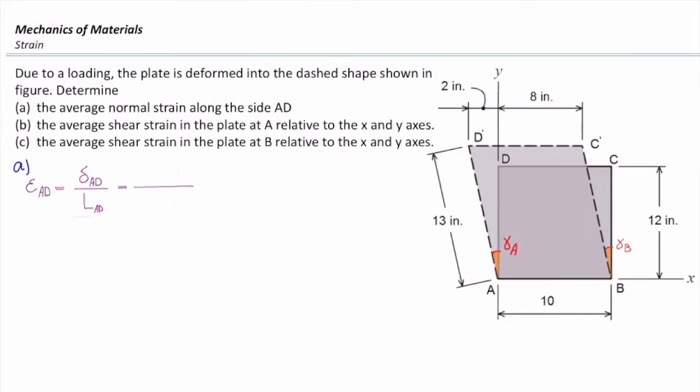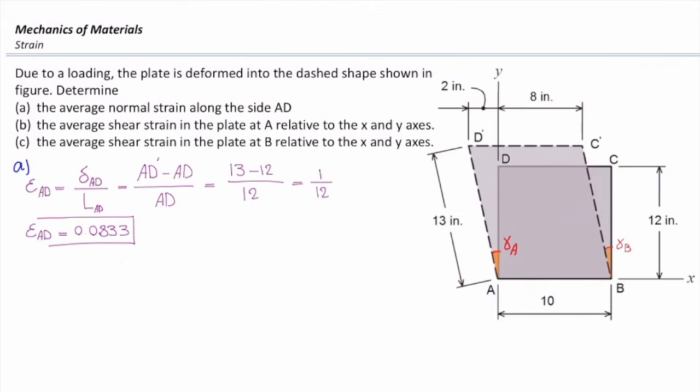So I can define the change in the length as AD prime minus AD. And how much is the initial length? That's AD. So I can define the normal strain as AD prime minus AD divided by AD in this case. The new length of the element after deformation along the side AD is 13 inch, and the initial length was 12 inch, and that gives us 1 over 12, which is equal to 0.0833 strain.